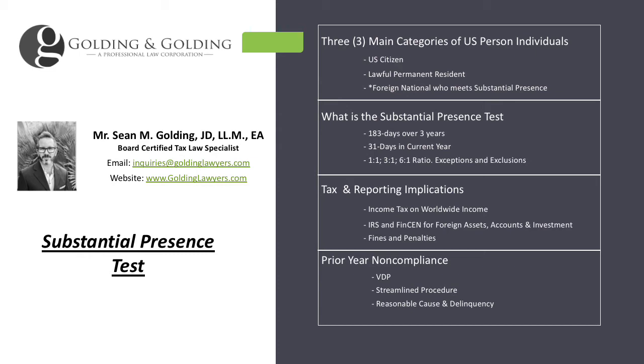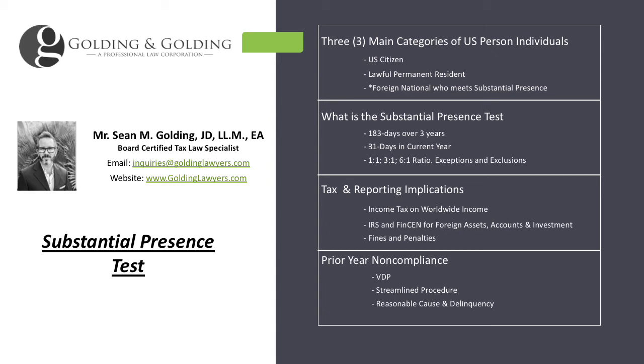Even if you meet the substantial presence test, there are other ways around it. For example, you may qualify for the closer connection exception, which says that you have a closer connection to a foreign country or multiple countries. It doesn't have to be one. There's also certain exclusions, like for teachers and things like that. And then depending on the type of visa you have, sometimes you may be able to avoid it.